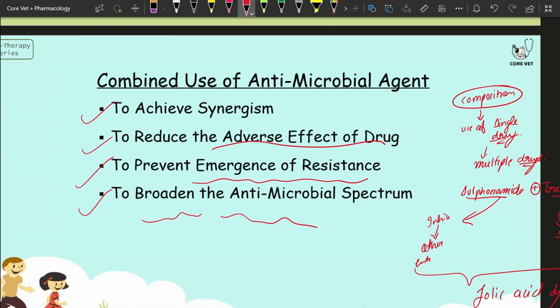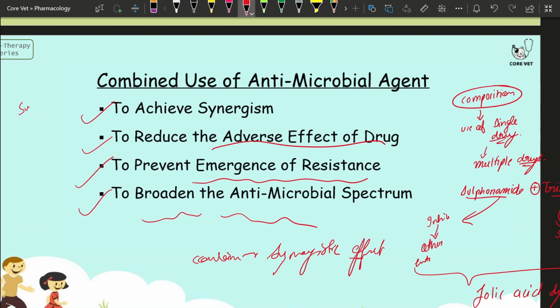The sulfonamide inhibits one enzyme in the folic acid synthesis, and the trimethoprim inhibits a separate enzyme in the folic acid synthesis. When we use these two drugs, both are going to combine and give a synergistic effect, right? And when we use both the drugs, there would also be a reduction in the dosage, right?